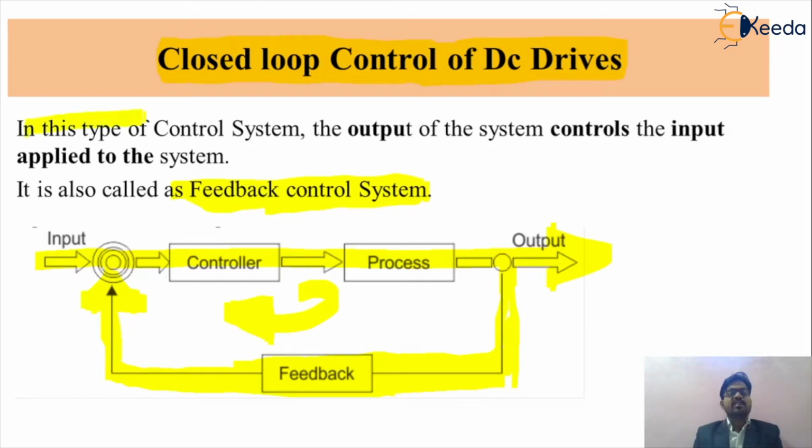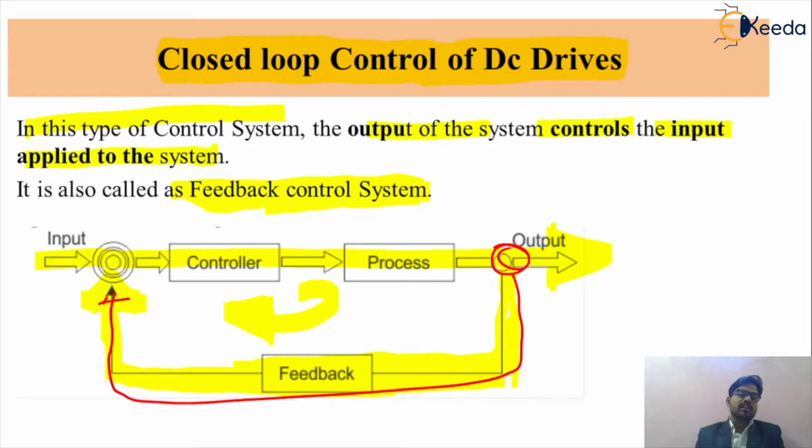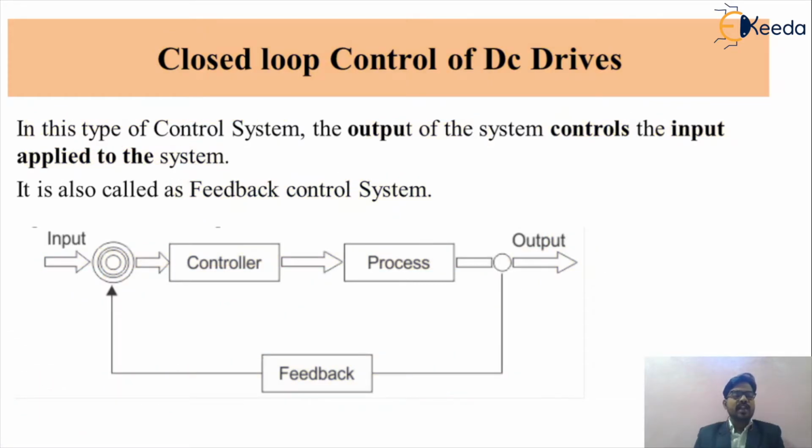In this type of control system, the output of the system controls the input applied to the system. Meaning the output of your system will control the input signal. Such a technique is called the closed loop control of your DC drive. So this is a basic fundamental understanding of your closed loop control system. Now we can understand the actual concept.